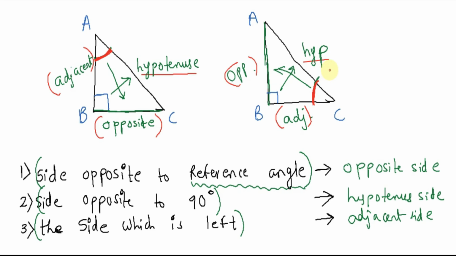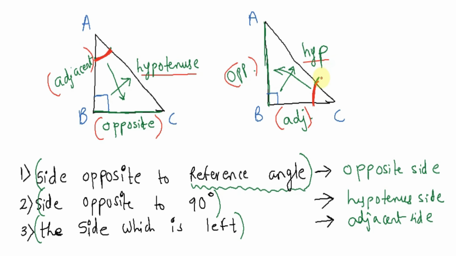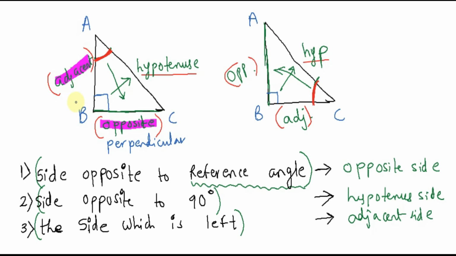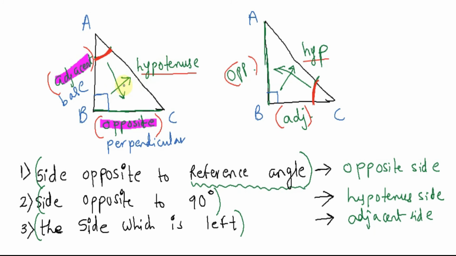It is very important to understand this concept in order to understand the 6 trigonometric ratios. Now, in some books, they refer to the opposite side as perpendicular and the adjacent side as base. It is just another way of representing them.